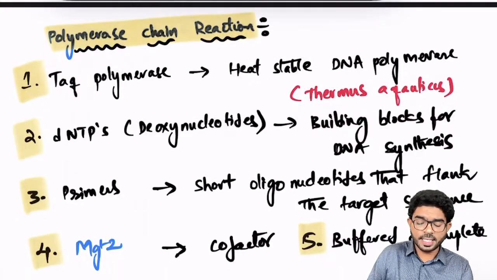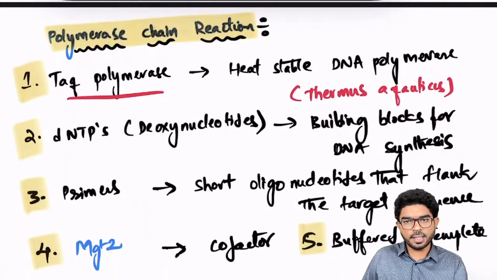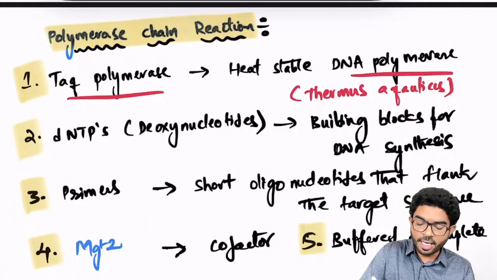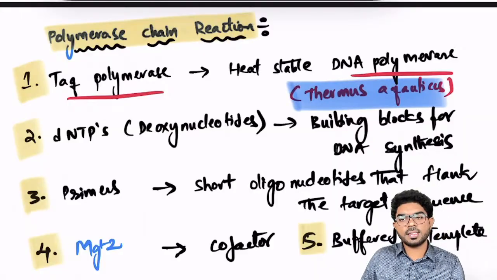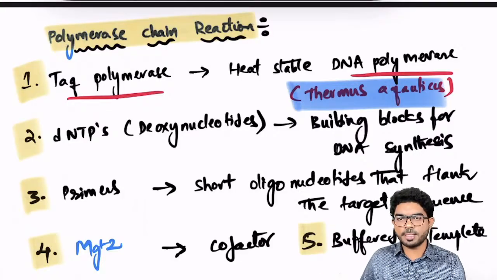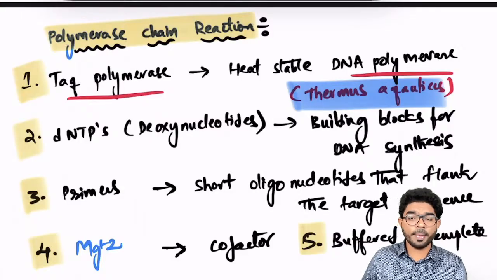The first one is the enzyme. There's Taq polymerase, which is a heat stable DNA polymerase enzyme, and it is obtained from Thermus aquaticus. This bacterium is present in hot springs, and this enzyme is obtained from this particular bacterium, and that is a very, very important prerequisite.